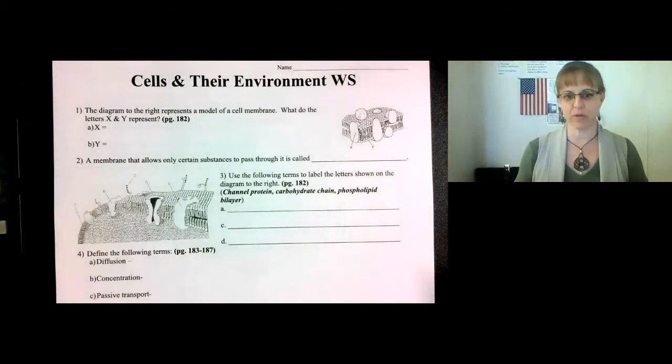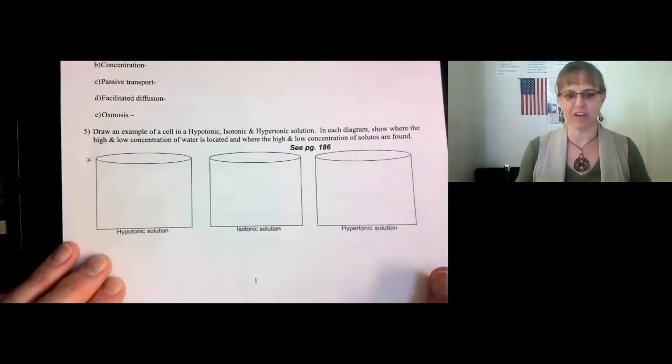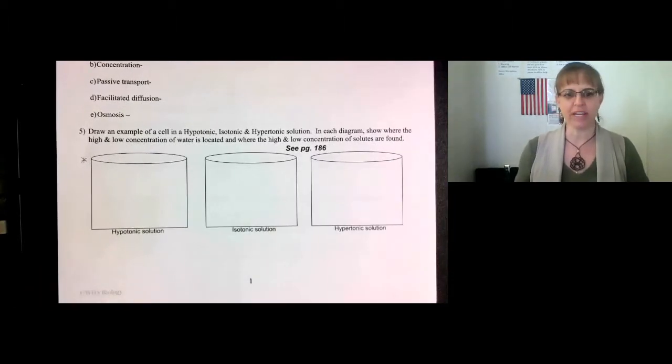I'd like to give you a few hints on this cells and their environment worksheet for number 5 and number 7. First of all, number 5. Draw an example of a cell in a hypotonic, isotonic, and hypertonic solution. In each diagram, show where the high and low concentration of water is located and where the high and low concentration of solutes are found.